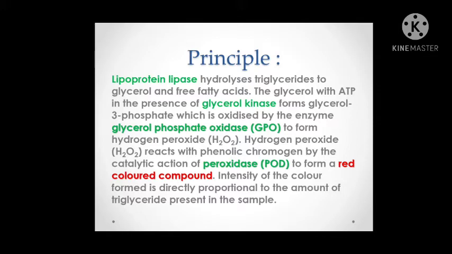Now let us look at the principle of the test. Lipoprotein lipase hydrolyzes triglycerides to glycerol and free fatty acids. The glycerol with ATP in the presence of glycerol kinase forms glycerol 3-phosphate, which is oxidized by the enzyme glycerol phosphate oxidase, called GPO, to form hydrogen peroxide. Hydrogen peroxide reacts with phenolic chromogen by the catalytic action of peroxidase, called POD, to form a red colored compound. Intensity of the color formed is directly proportional to the amount of triglyceride present in the sample.